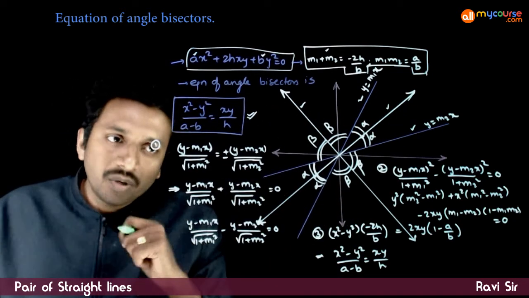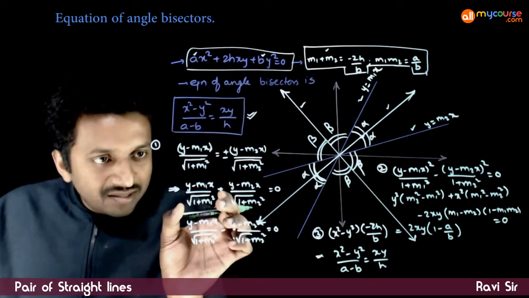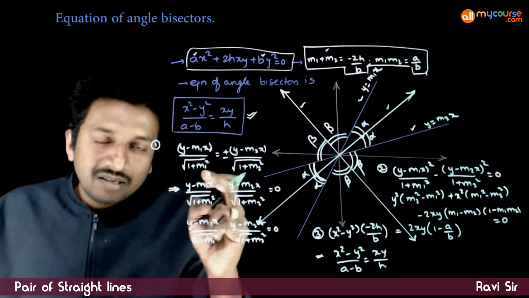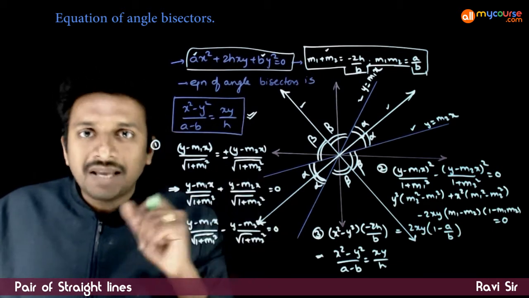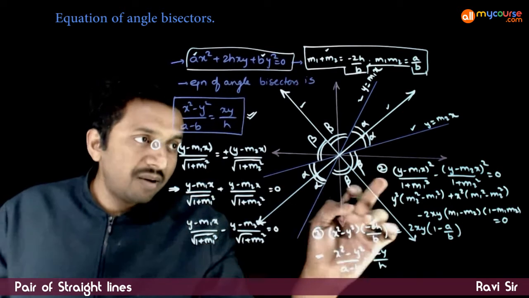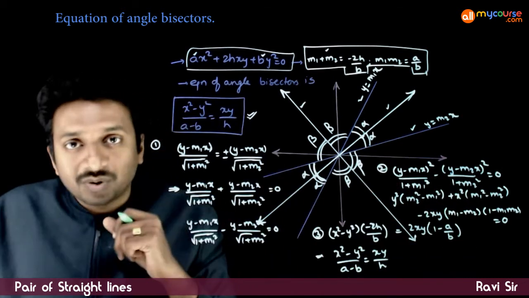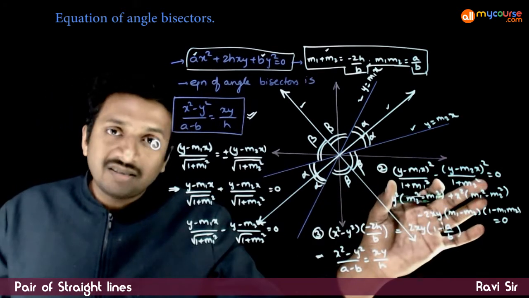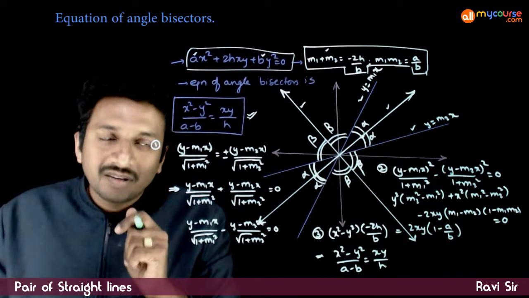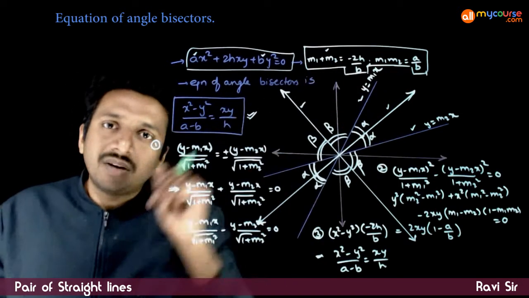Now what is the combined equation? The product of these two is equal to 0. So as you can see, this is of the form (something plus something) into (something minus something). So the equation is something square minus something square is equal to 0. So (y minus m1x) whole square by 1 plus m1 square is equal to (y minus m2x) whole square by 1 plus m2 square. So this is the combined equation. Now this equation is in terms of m1 and m2.